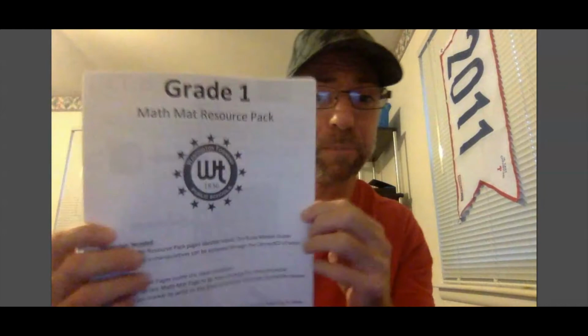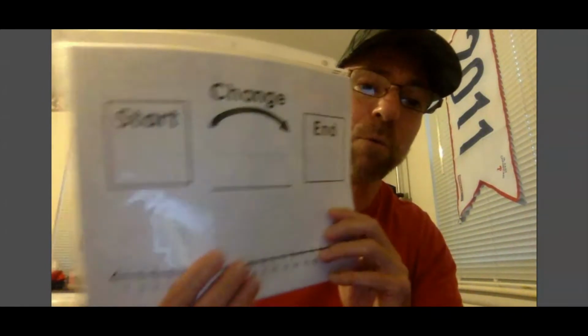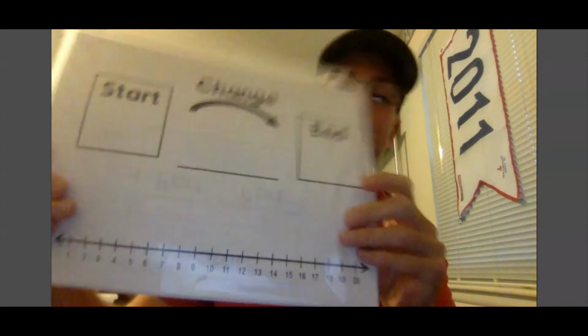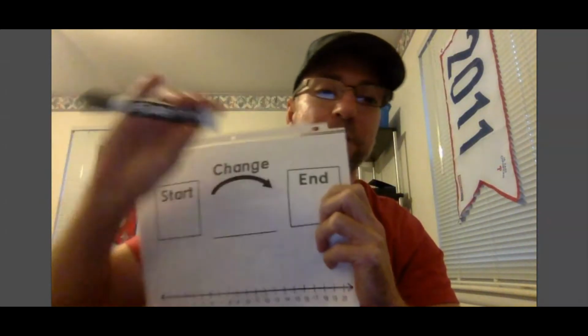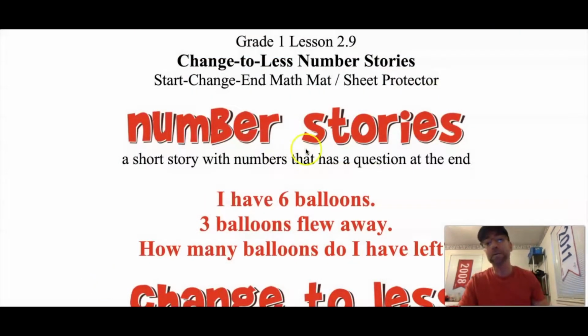You are going to need your grade 1 Math resource pack. And when you look inside of it, you want to find the same template that we used the other day. It was the start, change, end. And you want to make sure that you put that in your sheet protector. You can get your dry erase marker so that you can write on it over and over again to get some practice and to follow along with today's math lesson. So let's get started.